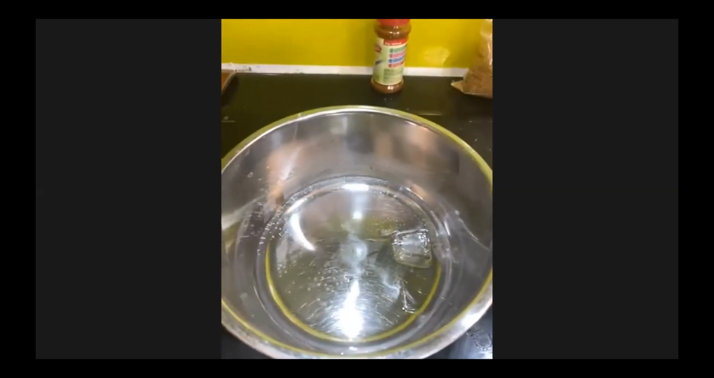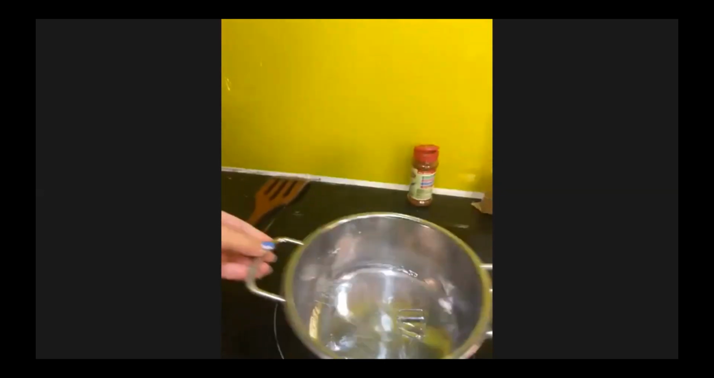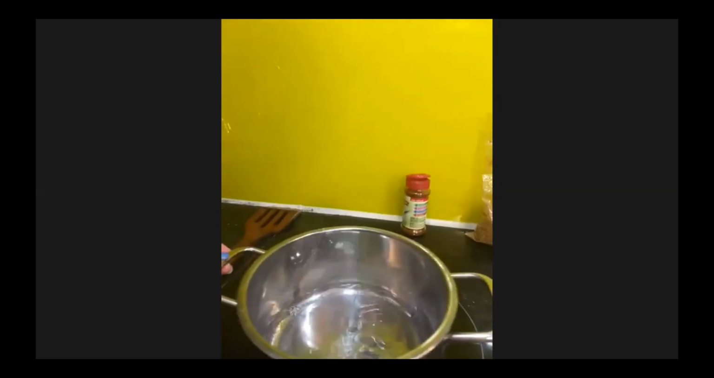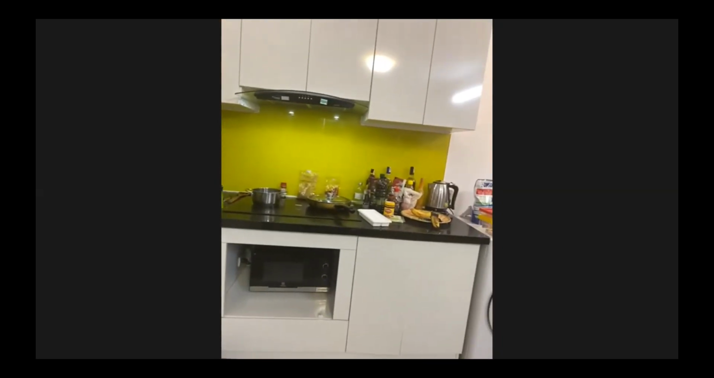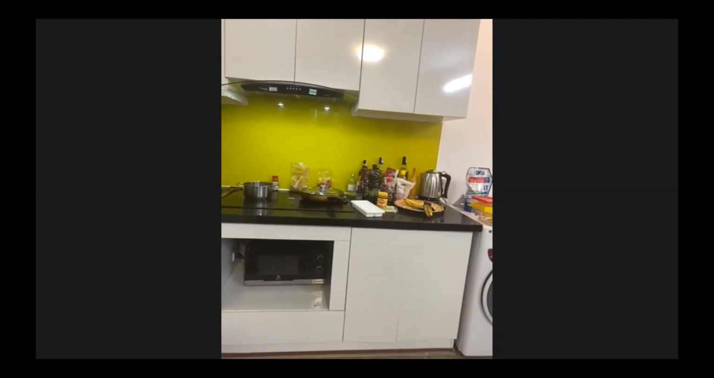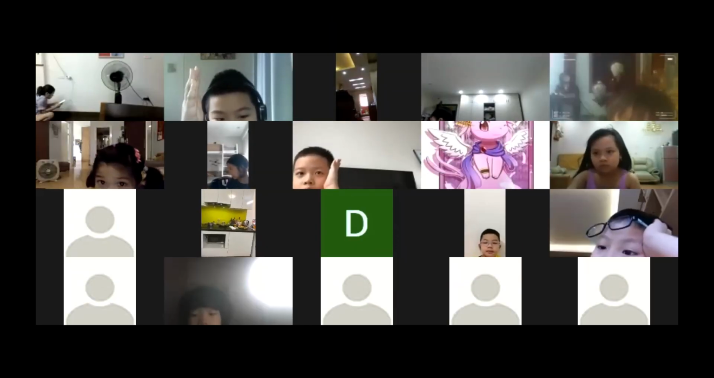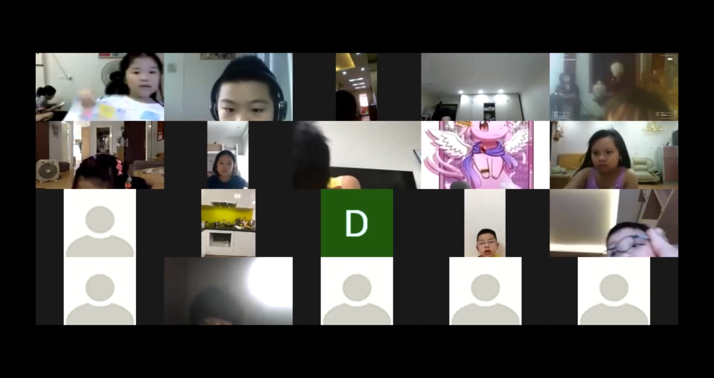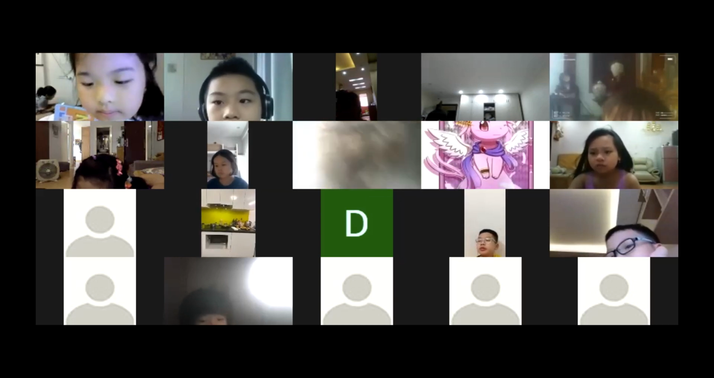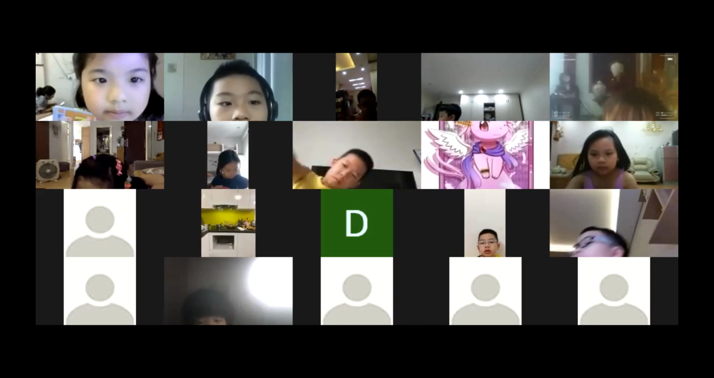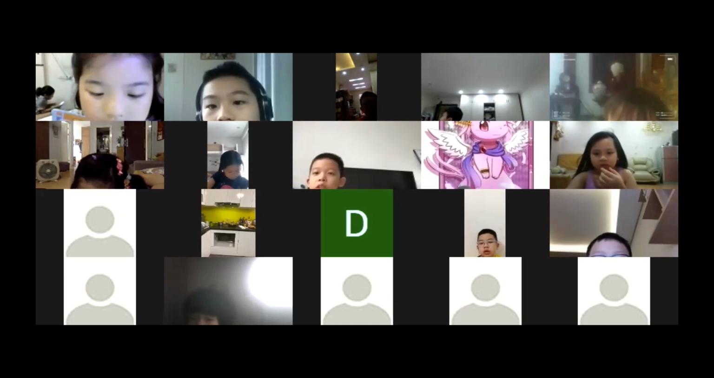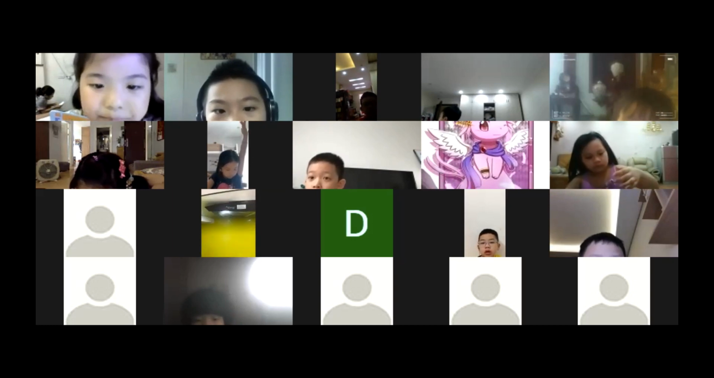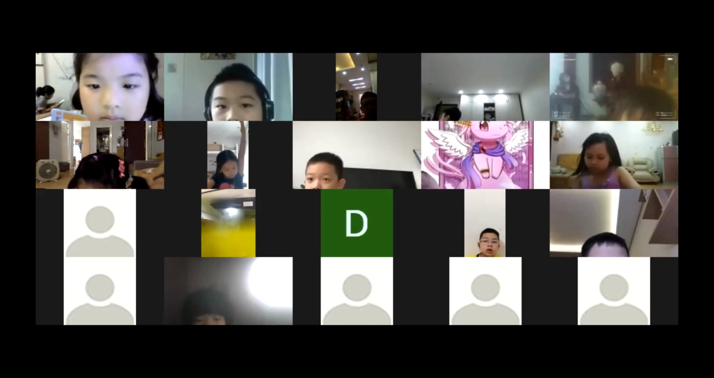Not sublimation, because it did turn into a liquid first. The liquid is turning into a gas. What is that called? Let's do Zook. Zook, what is it called when a liquid turns into a gas? It's called evaporation.